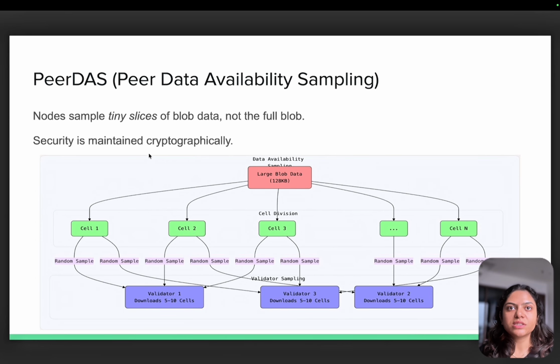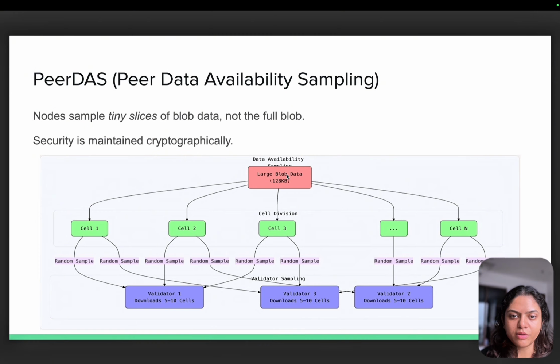So this is the star of the Fusaka upgrade, peer data availability sampling, PeerDAS. Instead of downloading entire blobs, validators now download a tiny random sample of the blob data. Here's where the magic happens. The node samples tiny slices of the blob data and not the full blob. Security is maintained cryptographically as well.